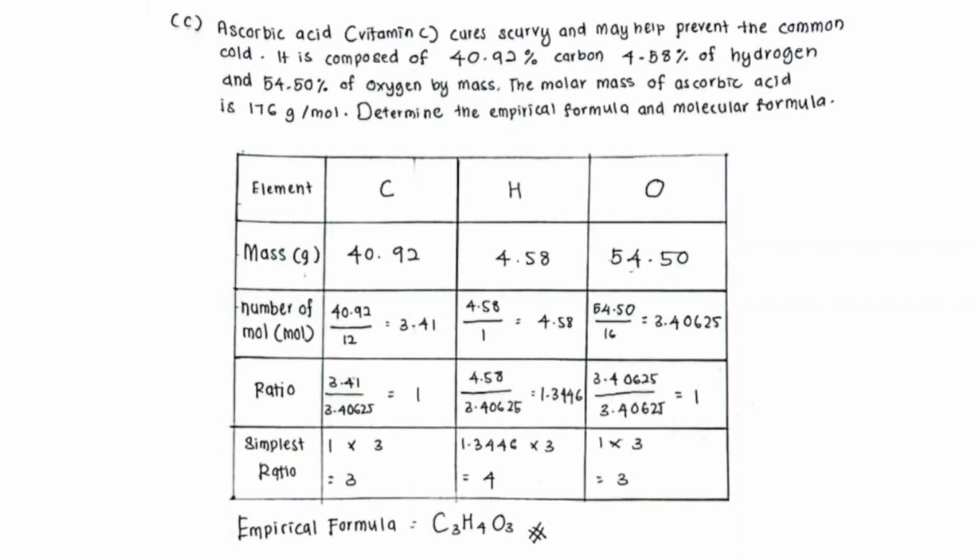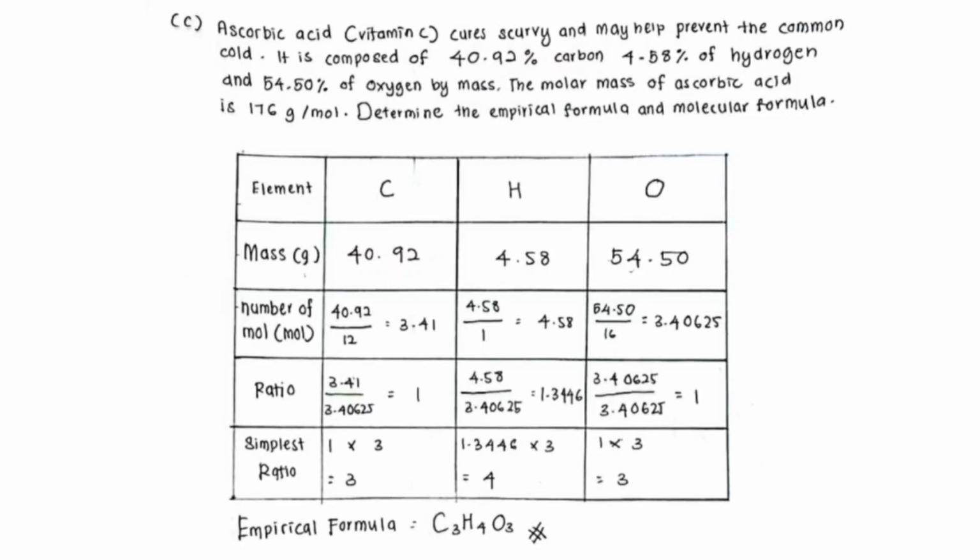Next, for question 1C, it says that ascorbic acid, which is vitamin C, cures scurvy and may help prevent the common cold. It is composed of 40.92% carbon, 4.58% hydrogen, and 54.50% oxygen by mass. The molar mass of ascorbic acid is 176 g per mole. Determine the empirical formula and molecular formula.